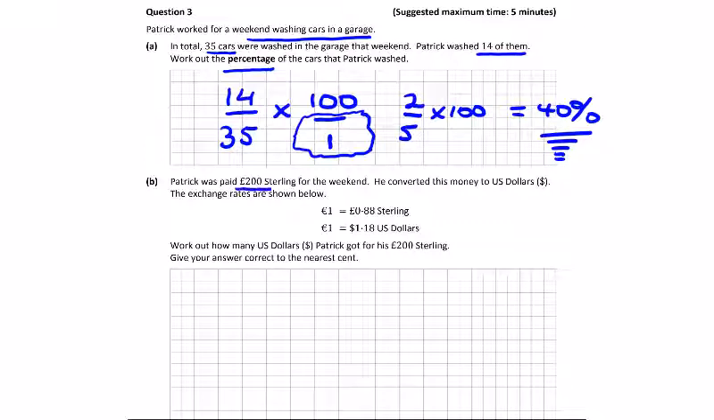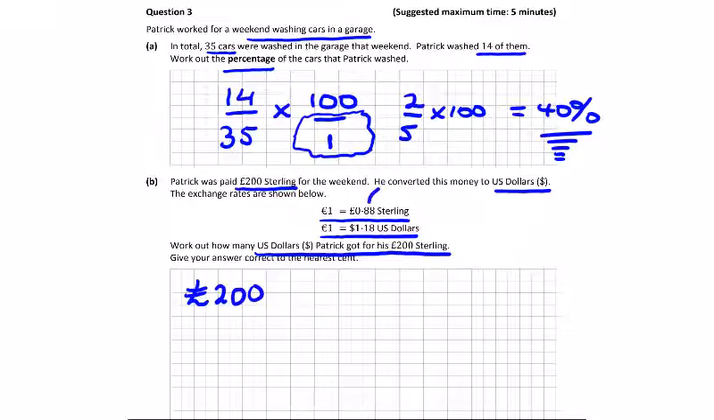He was paid 200 sterling. He must have been working on the border. He converted this money to dollars. He was going on holidays, and the exchange rates are shown here. We've got two things going on. We've got euro to sterling and euro to dollar. How many dollars did Patrick get for his 200 sterling? So I always tell you with these questions, multiply and divide, and then tell me which one is right. So let's have a look at the exchange rates again. So we've £200 sterling. All we can do with what we're given is change sterling into euros.